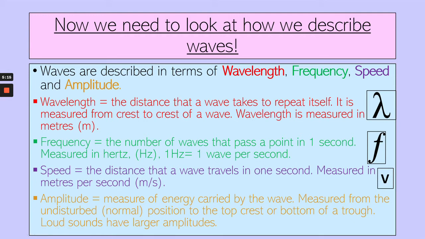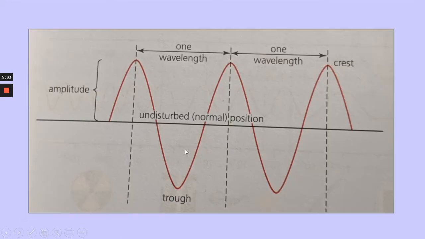Finally, amplitude is the measure of energy carried by the wave. It is measured from the undisturbed or normal position to the top crest or bottom of a trough. Loud sounds have larger amplitudes. Okay, so we can see what we've just described in this diagram. Here we have the amplitude. From crest to crest we have the wavelength. This is the undisturbed normal position, so as you can see, the amplitude is measured from where it changes.